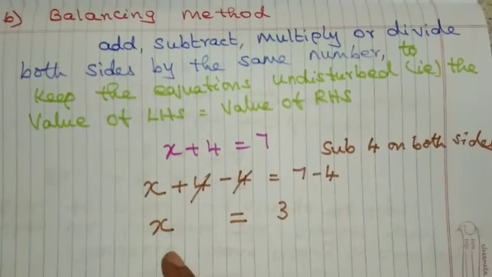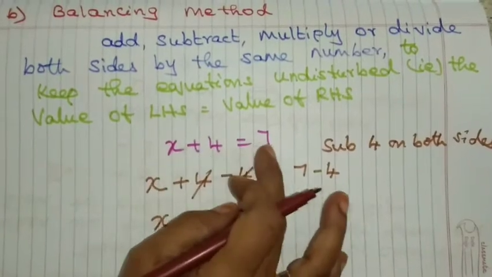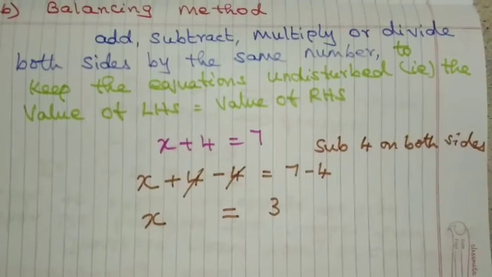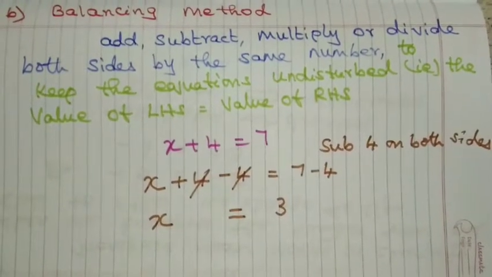So what is the value of x? x is equal to 3. Now substitute and see: 3 plus 4 is equal to 7. So 7 is equal to 7. So the value of RHS and the value of LHS don't change at all. This is the second way of doing it.